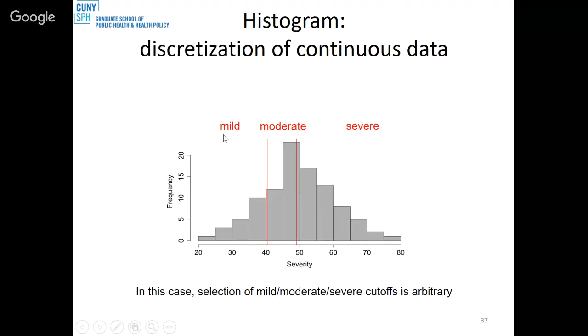I just put these notes on here, the mild, moderate, severe, to show how, in this example, that particular discretization into an ordinal variable would be somewhat arbitrary. If I were to divide it at 40 and 50 here, there's no natural breaks in this. And that is often the case of data that are discretized.